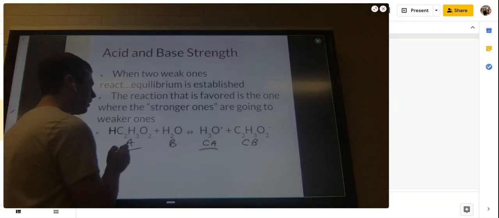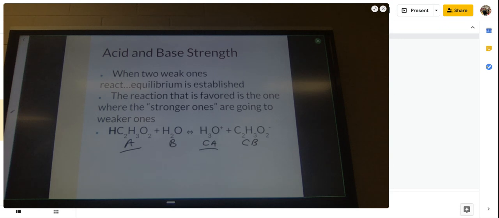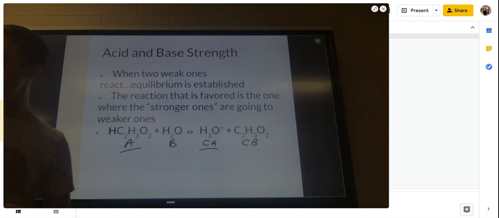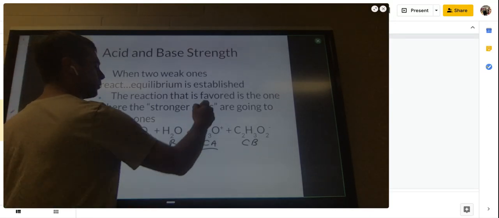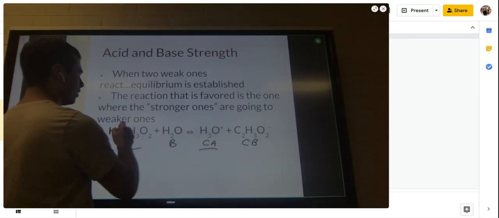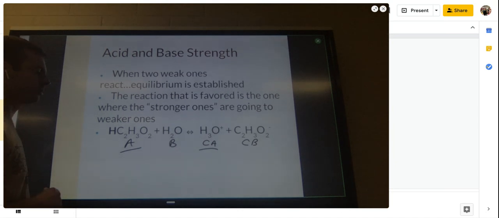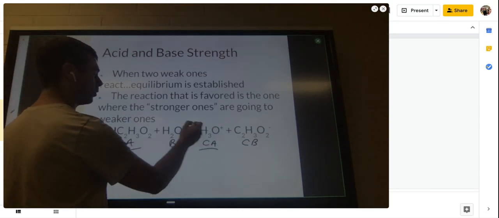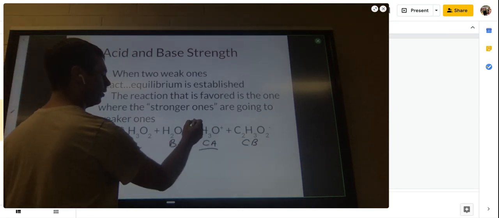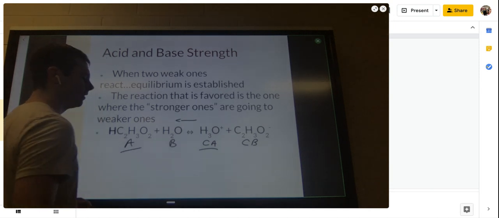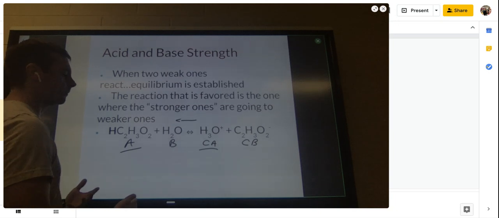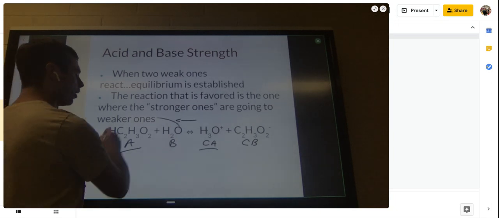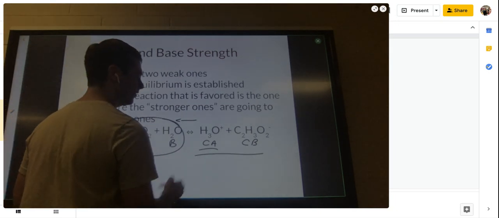And I could compare those two guys to each other and figure out which one is a stronger acid or which one is higher on that chart. And what I would find is that H3O plus is higher on the chart than HC2H3O2, which means that the stronger ones go to the weaker ones. So the reaction that is favored is the reverse reaction here. So in other words, at equilibrium, we're going to have more of this stuff than this stuff.